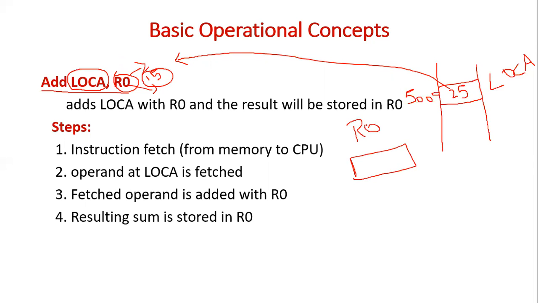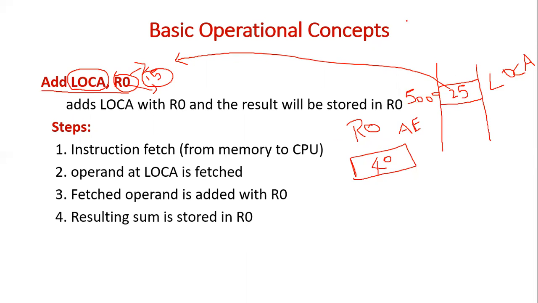So this R0 initially contains 15, but after executing this instruction, it will fetch the value at location LOCA, that is 25, that will be added with 15. So 25 plus 15 will be 40. So finally R0 will be updated to 40. So this is after executing the instruction. So let me call it AE, that is after execution, R0 will become 40.